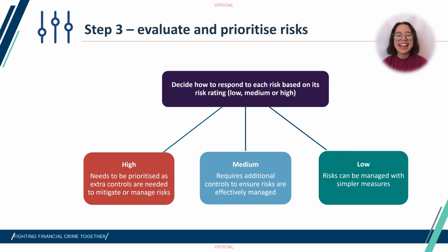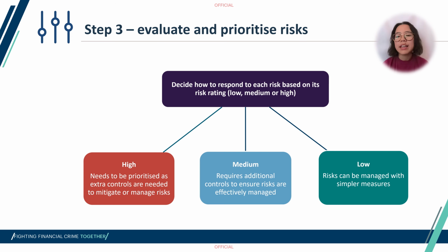After you've identified and assessed your inherent risks, you may evaluate and prioritise them. To do this, you need to decide which risks require the most attention after you assess your inherent risks and how you'll respond to each one based on its risk rating. The risk ratings will either be low, medium, or high.